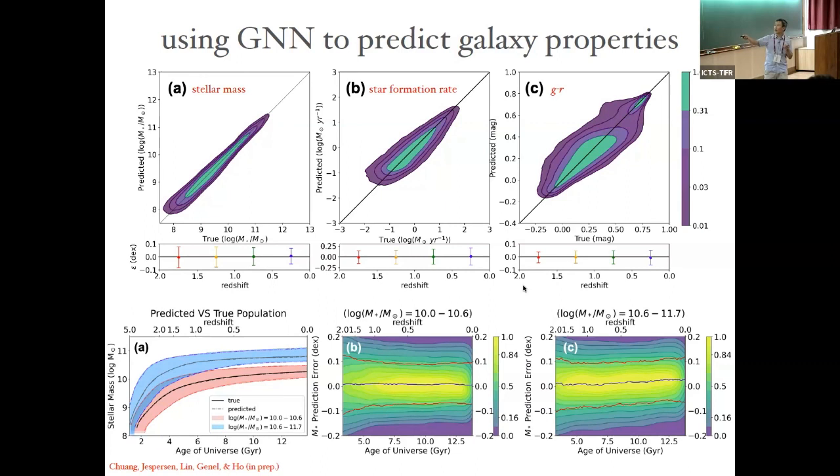And these 2 panels show a zoom in from redshift 2 to 0. So our prediction for stellar mass is accurate with a scatter of 0.13 dex. And color also, which is as good as can be done.